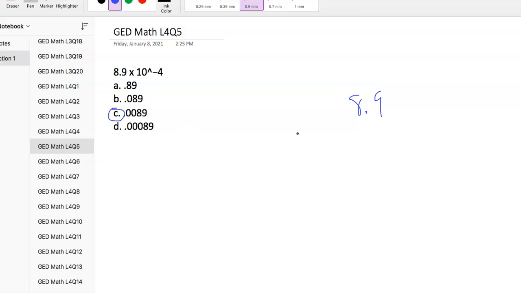Okay, so we need to go 1, 2, 3, 4 spots to the left because of this negative 4. Okay, and so when you do that and you go 4 spots over there, then you end up with 0.0089. Okay, it's really that simple. Not a problem at all.